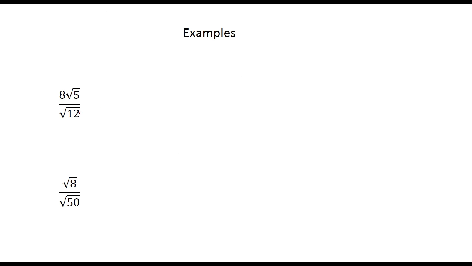Okay, let's look at a couple examples. If I look at a radical 12 here, I could just multiply by radical 12 over radical 12. But I notice that if I take 12 times 3, that would give me 36, and that's one of my perfect squares. So I'm going to do that instead. I'm going to multiply by radical 3 over radical 3, because that will give me a perfect square. 8 times radical 5 times radical 3 gives me 8 radical 15, and then the denominator gives me radical 36, which I know to be 6.